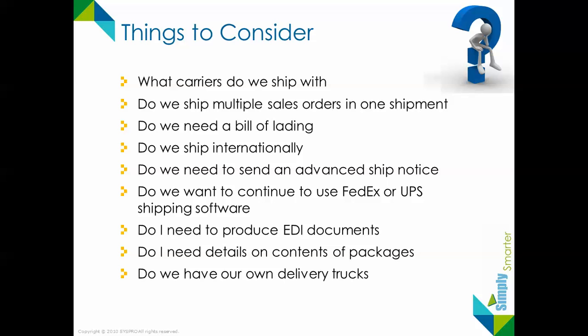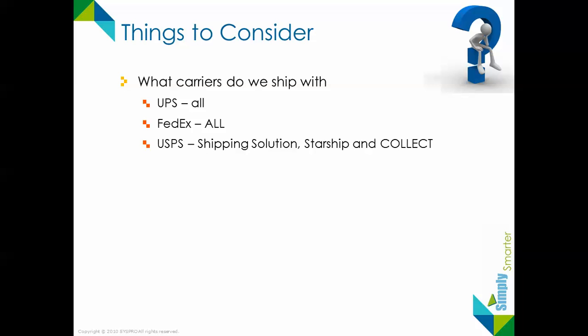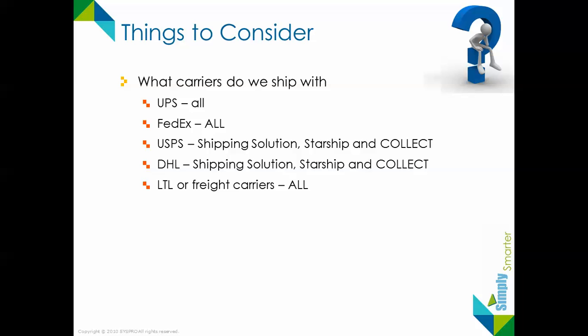So back at the beginning of this presentation, we had some things to consider. Things like what carriers we're shipping with, do we have international shipments? So now let's answer some of those questions and who does what. So what carriers we ship with? If we ship with UPS, all of our solutions also work with UPS. Same with FedEx. In the US, the Postal Service, our shipping solution, Starship and Collect will work with that just fine. DHL's shipping solution, Starship and Collect also work with. I find DHL is pretty much only international nowadays. All of them have options to work with less than truckload or full freight carriers.